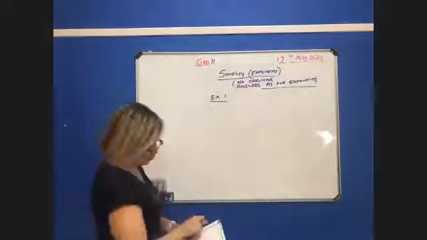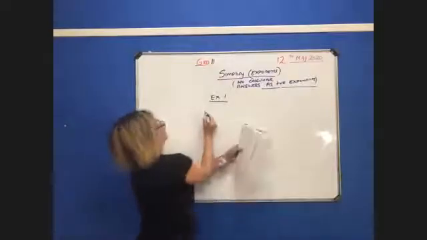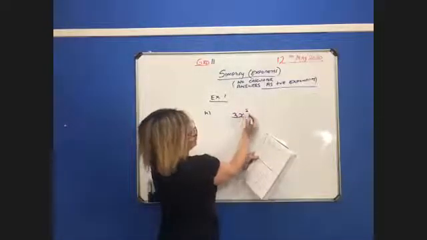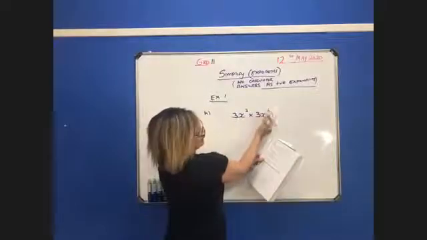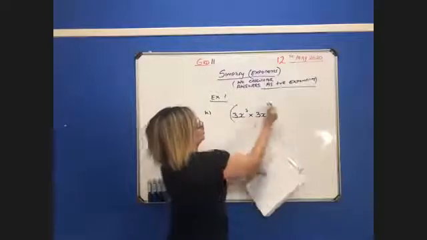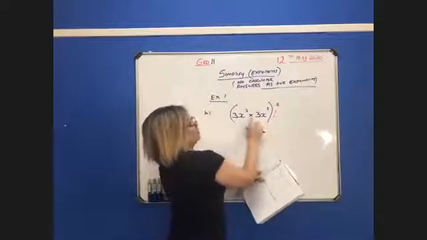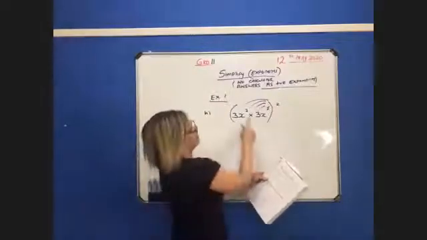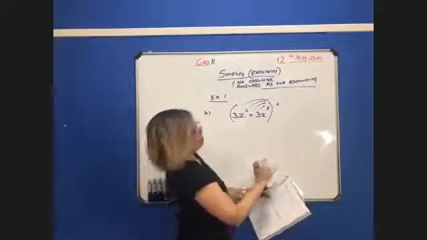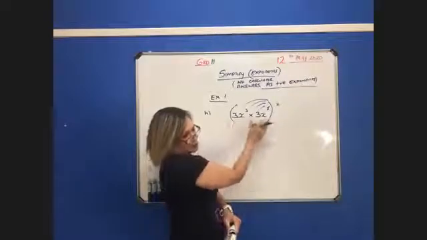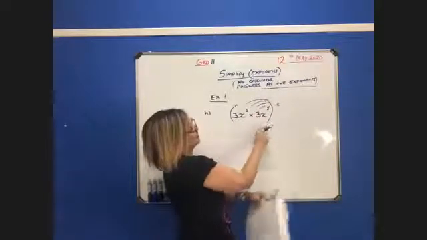A, B, C, D, E, F, G, H. H. 3x to the 3 times 3x to the 3, but notice it's joined by times, squared. Because it's joined by times, you can still share the power. It's just if that was a plus, then you can't. Because if that was a plus, then it's FOIL, a binomial squared. But this is all joined by times.